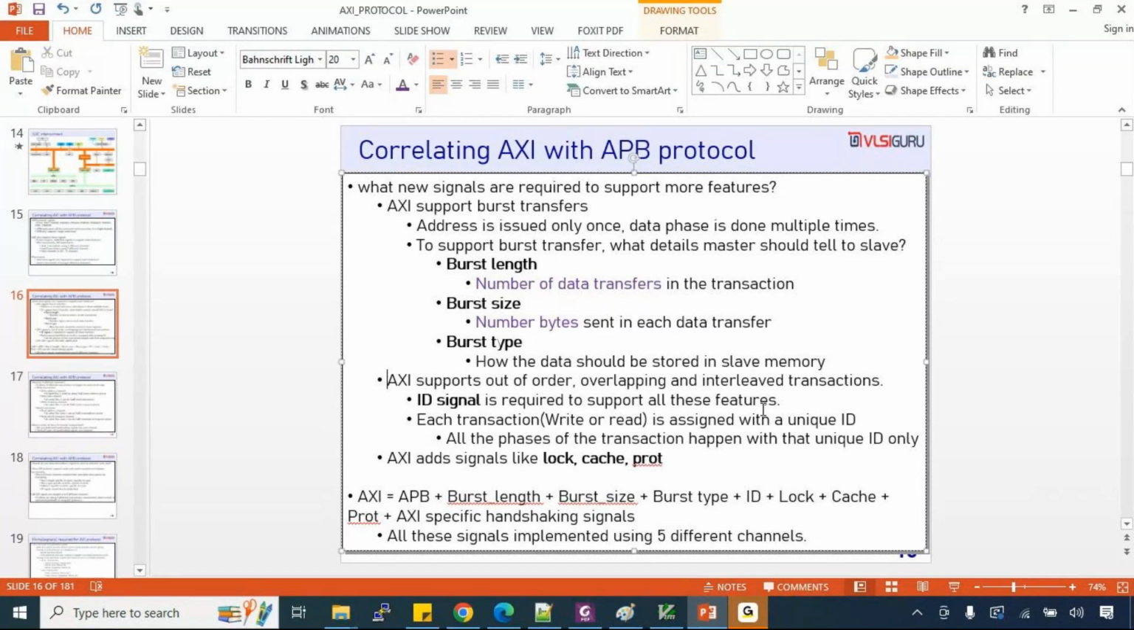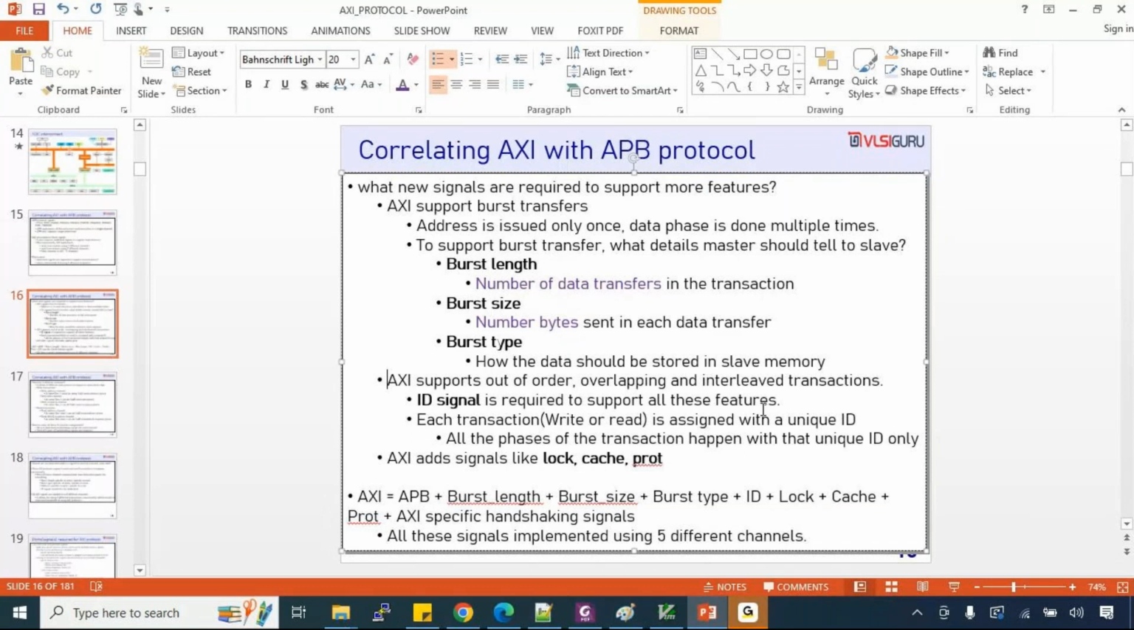What is overlapping? While my transaction is in progress, my home loan is still being processed, right? From 15th June to July, they are processing the next home loan also. That is overlapping. Both my home loan and the other person's home loan are overlapping. Interleaved we'll discuss later.